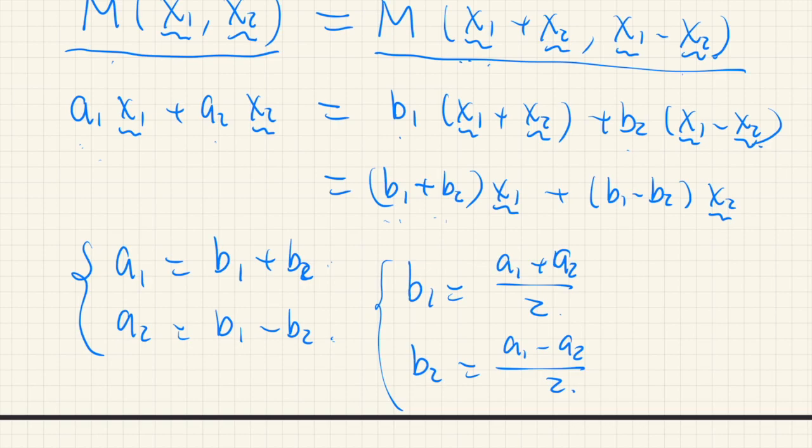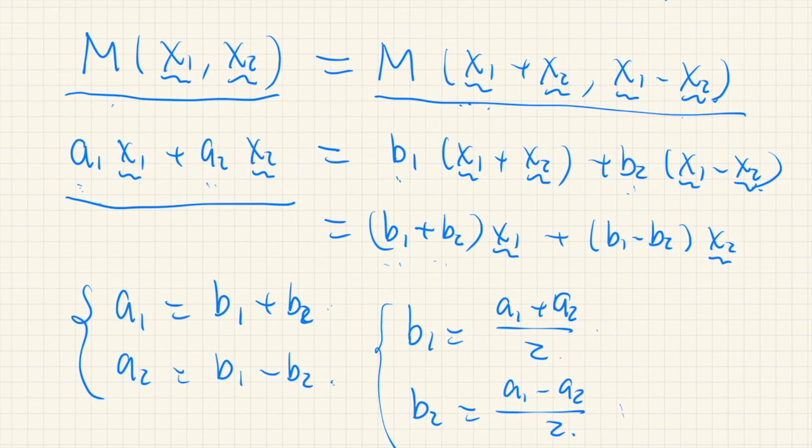So that means if we fix the values of a1 and a2, we can find a corresponding pair of unique values of b1 and b2. So that means for each element in this set on the left-hand side, there is a corresponding unique element in the set on the right-hand side. So they are onto and one-to-one, so they are the same set.